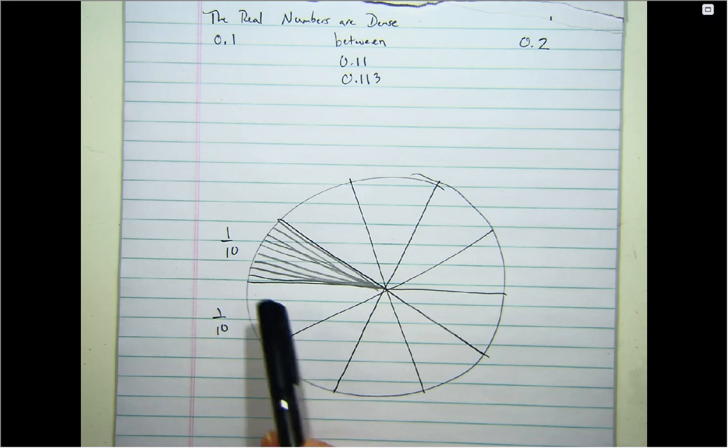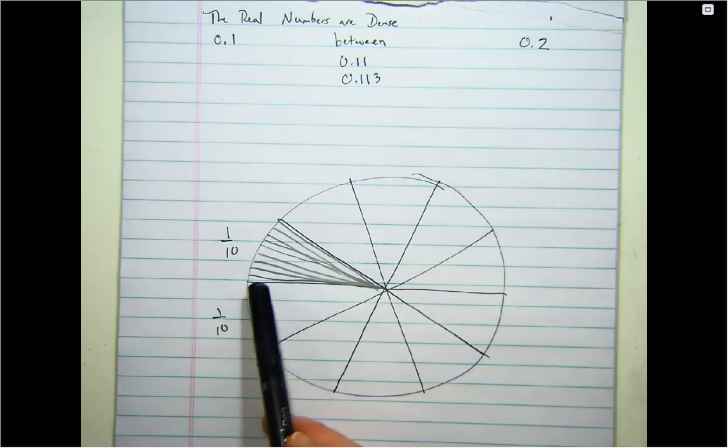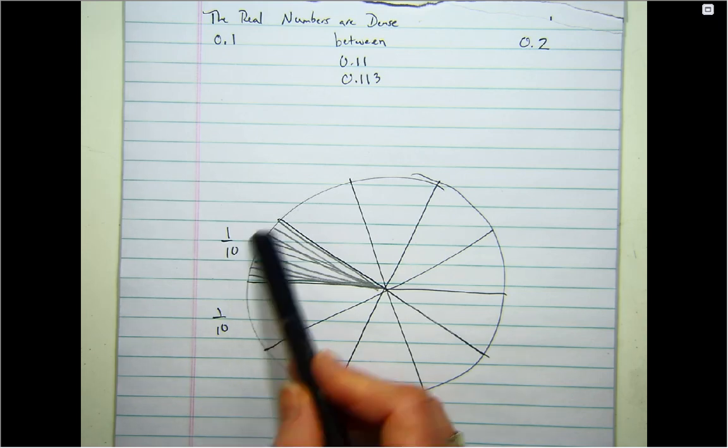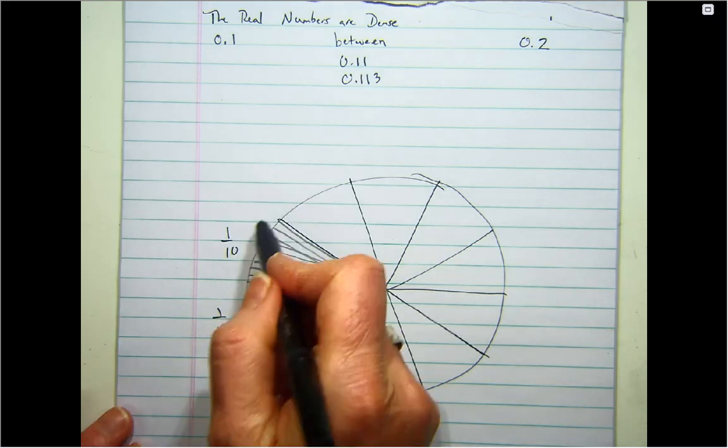Now, you notice I still don't get up to 0.2, right? Even if I'm adding on a third decimal place, I don't get up to 0.2 in size. This 0.2 would be both of these.